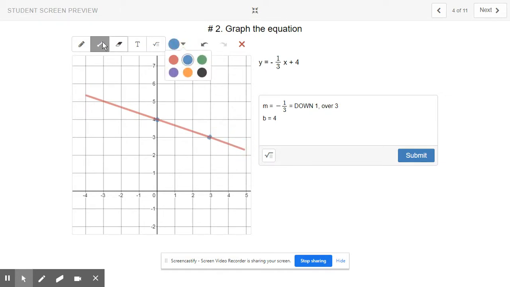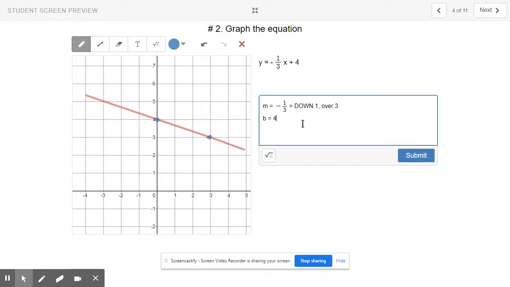All right, so there's my answer. Once again, the first point I plotted was my y-intercept at +4, and then I used my slope. So -1/3 means down 1 over 3. Just a reminder, slope is equal to rise over run. That top number is telling you how much you rise, so you're either going up or down, and the bottom number is telling you how much you run, how much you're going sideways.